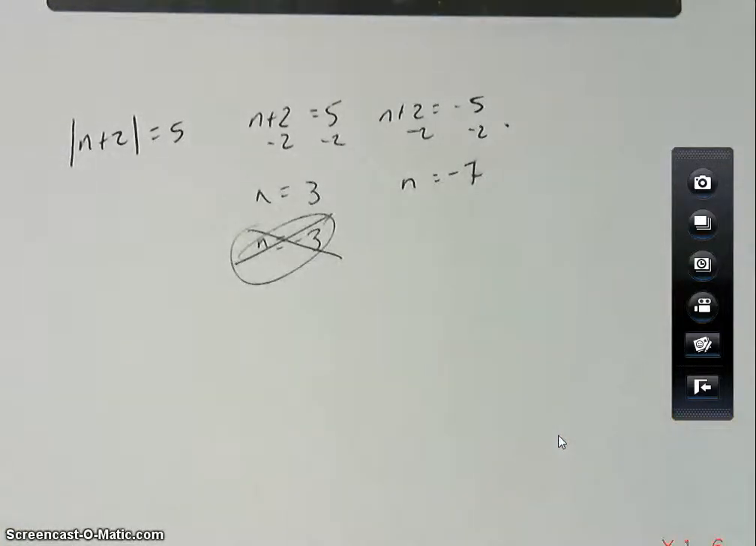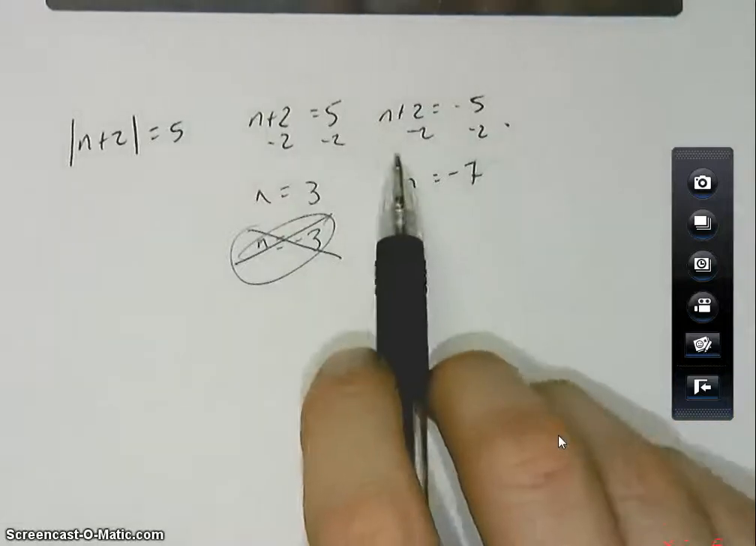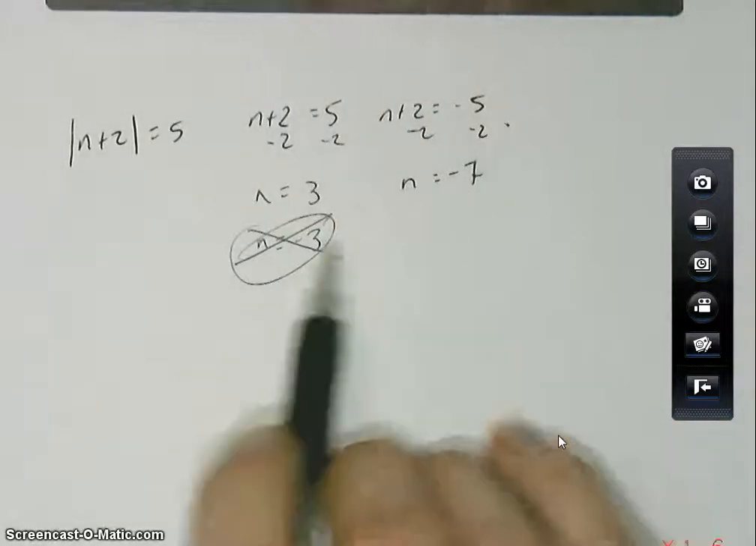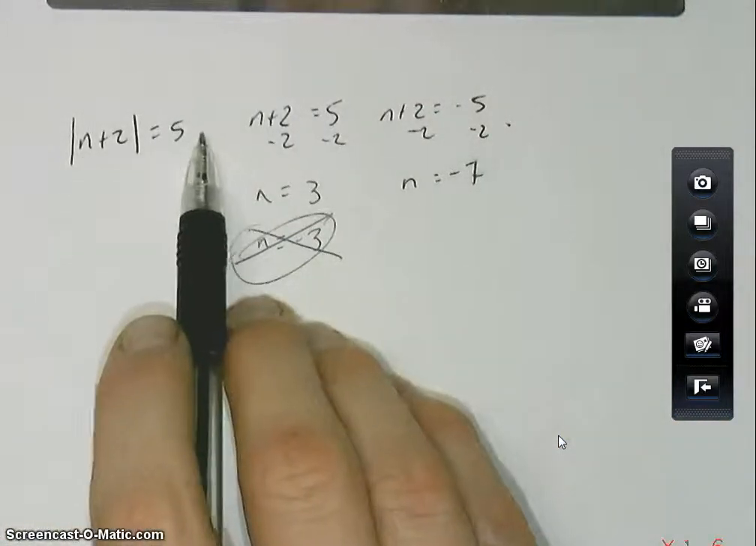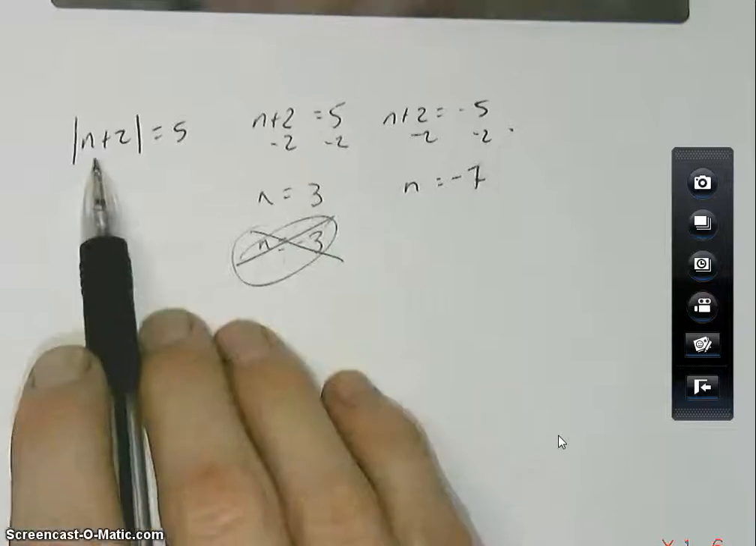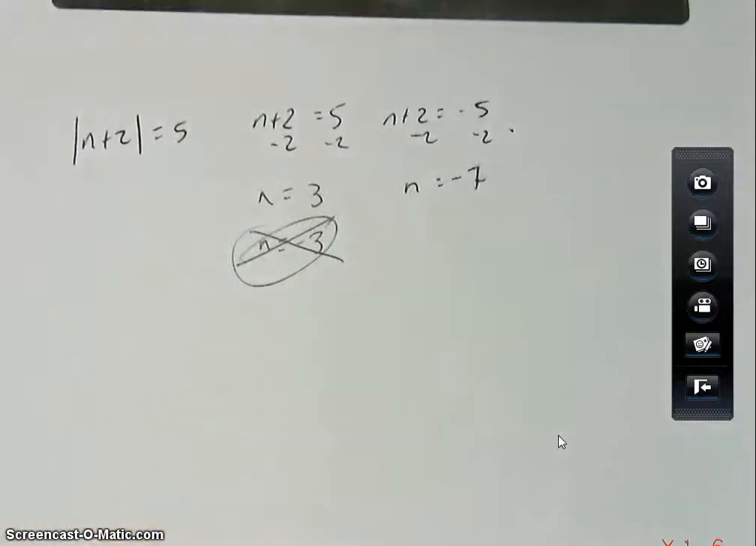Okay, if you're curious, if you don't know if you're right or not, you can always take this negative 7, put it back in here, make sure that it gives you 5. Take this 3, put it in here, make sure it gives you 5.